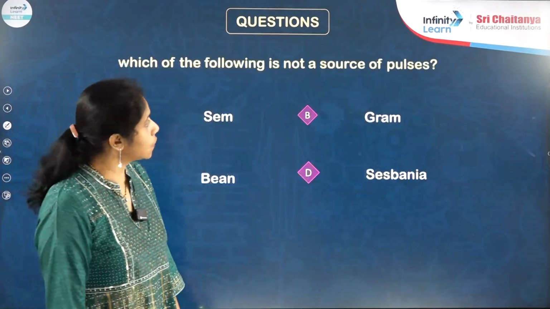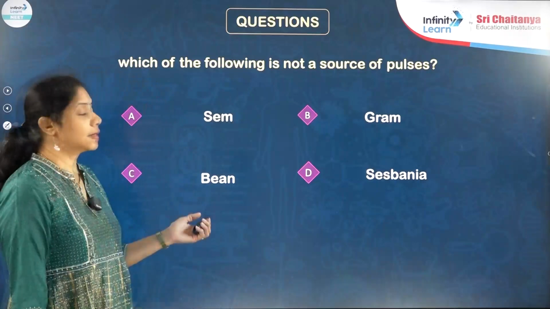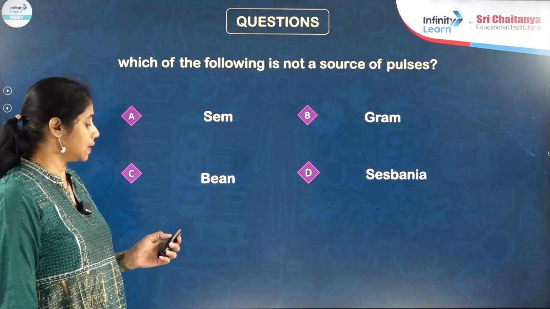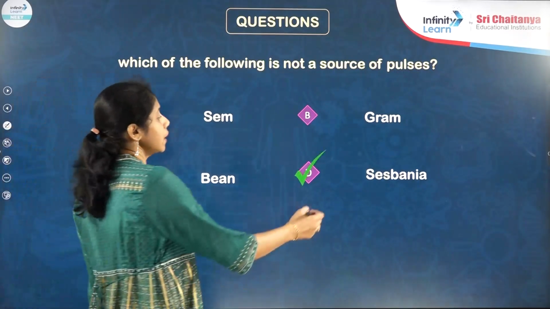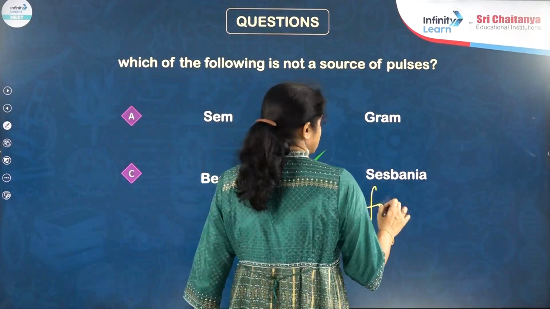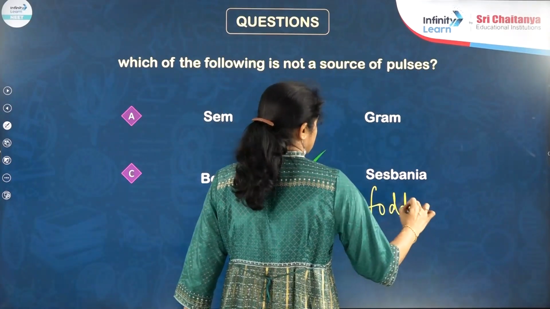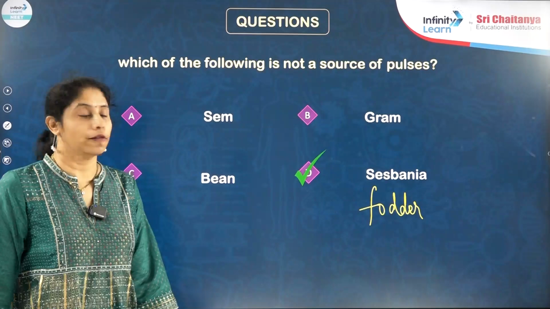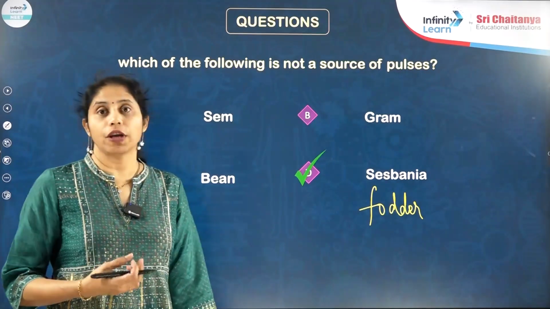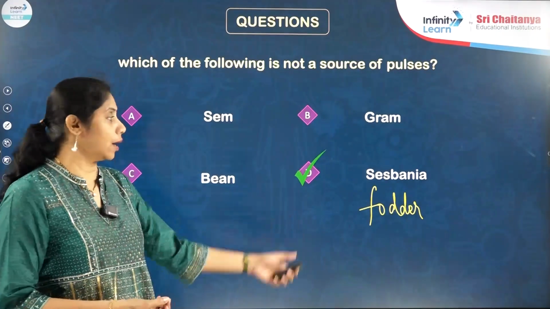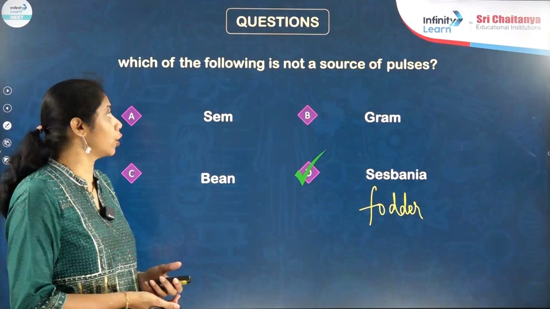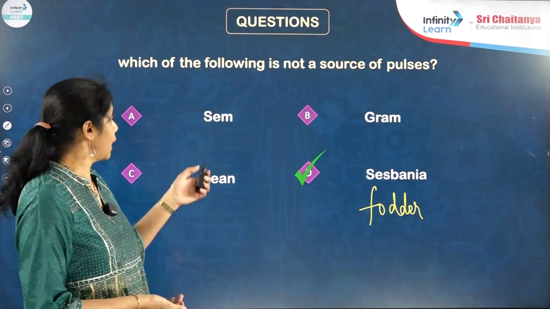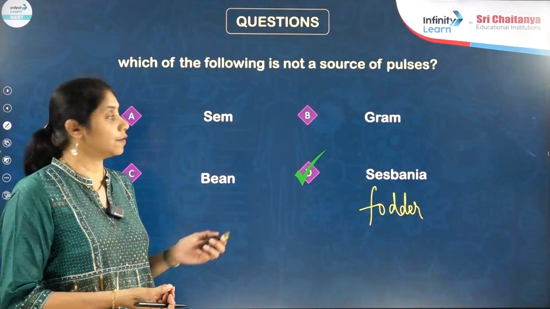Which of the following is not a source of pulses? Sem, gram, bean and Sesbania. In this, Sesbania is a fodder plant. So it is not a source of the pulses, the proteins, that we eat. They are not coming from Sesbania. It is a fodder plant for animals. The remaining all will give pulses.